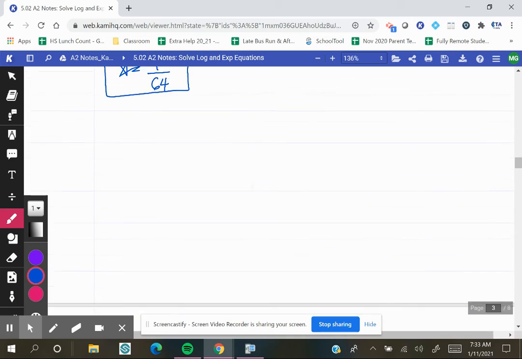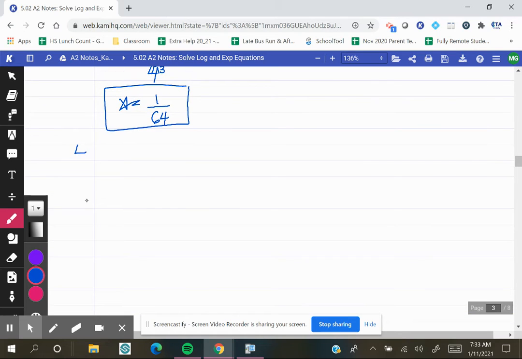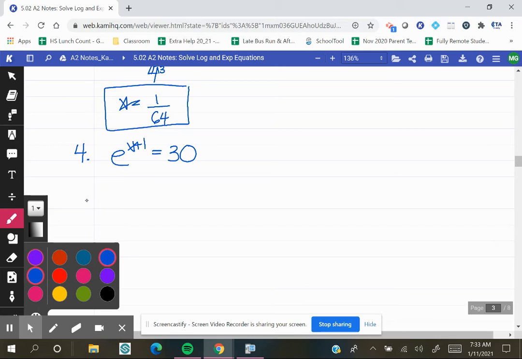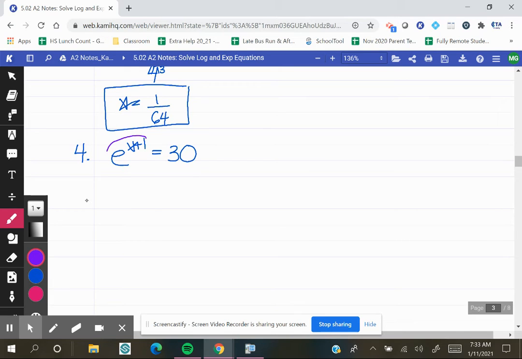All right, let's try another one. So this one is e to the x plus 1 equals 30. Pause and see which scenario you are in. So here your variable is in the exponent, so you should be in scenario 1. For this one, again, it's already isolated. We don't have anything being added, subtracted, or multiplied to the e raised to the x plus 1, so our base is alone with its exponent.